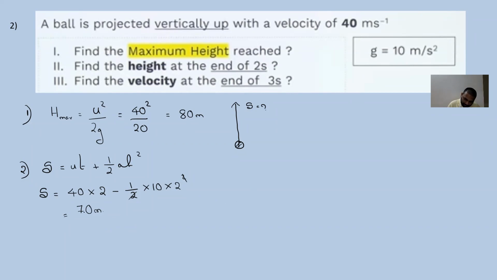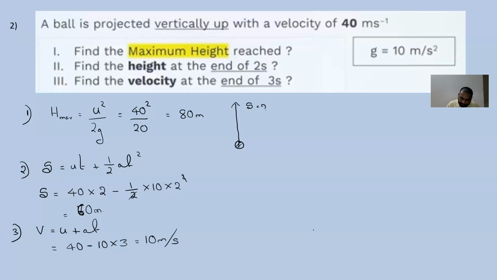Okay, here this is 20. So 60. Okay, for 80 minus 20, 60. That is the answer for the second one. The third one is: find the velocity at the end of 3 seconds. So V is equal to U plus at can be used. So U is 40 minus 10 into 3. We will be getting what? 10 meter per second.